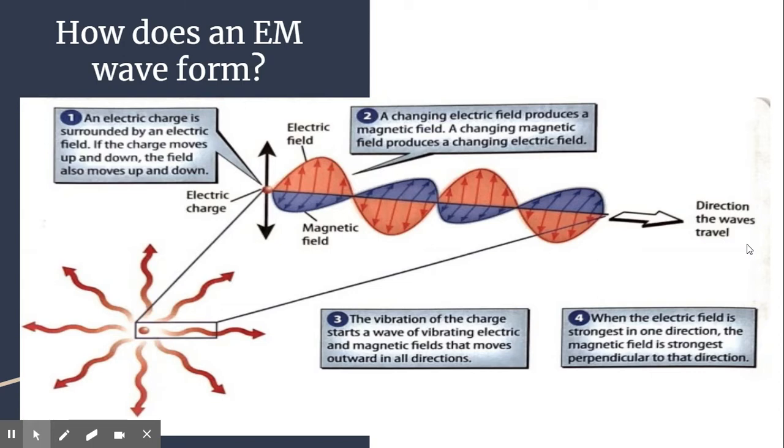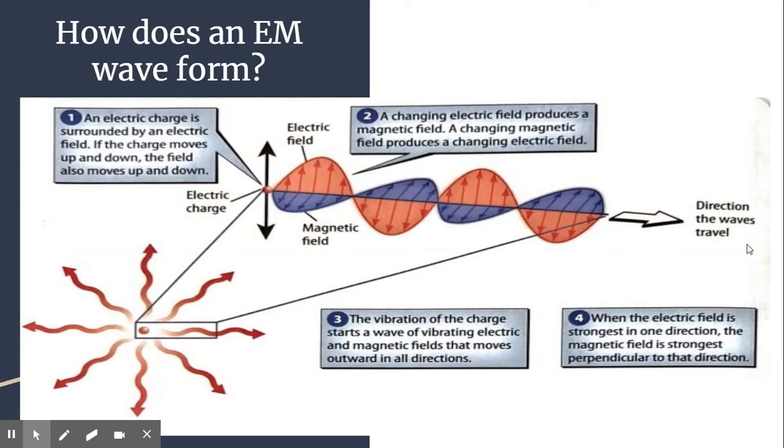As that electric field moves up and down, you can see it depicted there in the red. Where that electrical charge moves up, the electrical field moves up. When that electrical charge moves down, that electrical field moves down. And you also notice here in blue, you have the magnetic field. So as that electrical field changes and moves up, the magnetic field changes and moves to the left. As that electrical field moves down, the magnetic field moves back to the right.